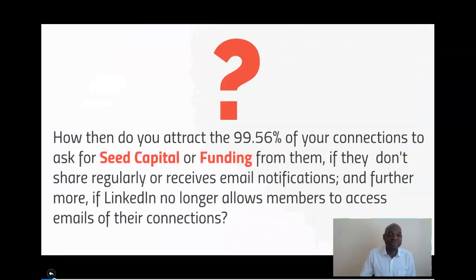Now, the big question is, how then do you attract the 99.56% of your connections to ask them for seed capital or funding if they don't share regularly or receive email notifications? And furthermore, if LinkedIn no longer allows members to access emails of their connections. So how do you reach them? How do you target them for seed capital or for funding?